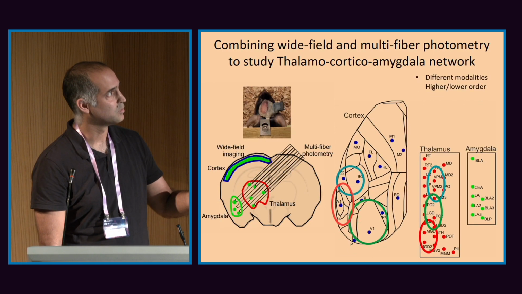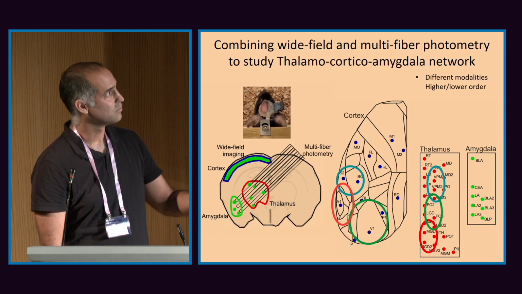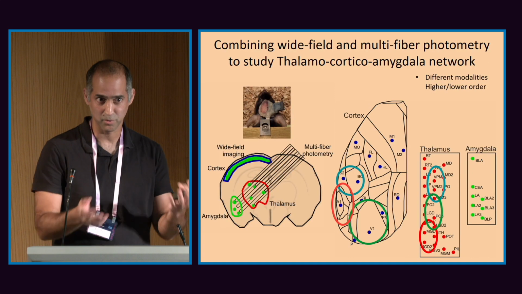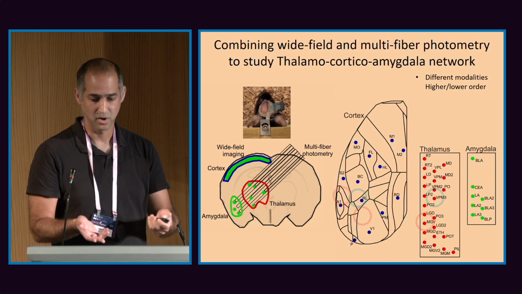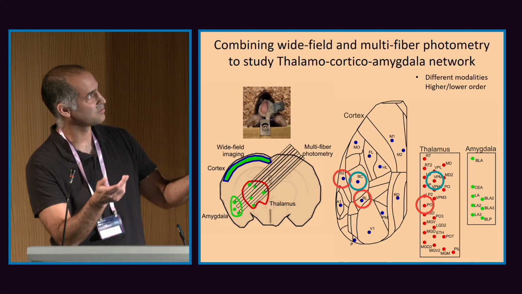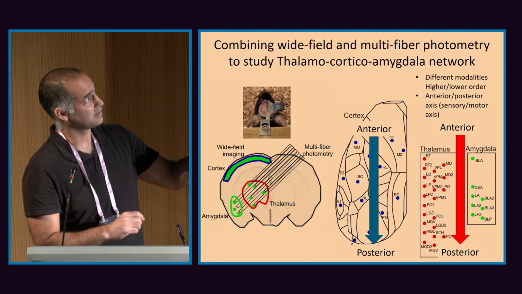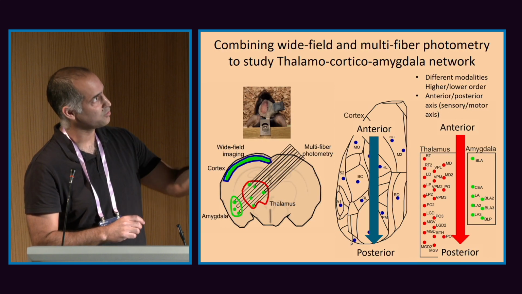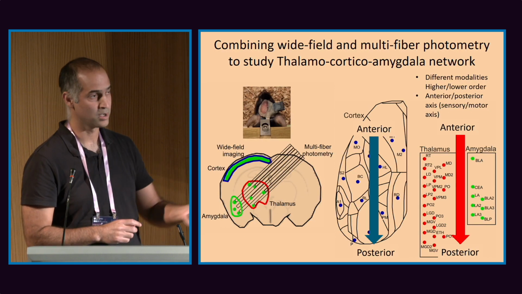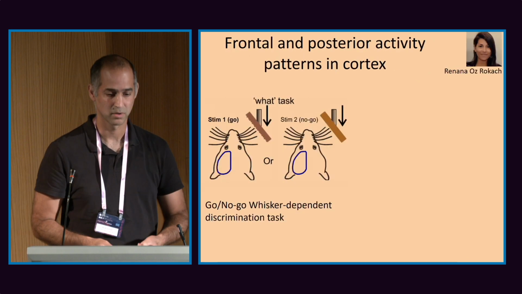You see whisker-related areas, auditory, visual, both in cortex and also in thalamus. We see lower order areas, for example, VPM and PO in thalamus, also in cortex. And I emphasize the anterior-posterior axis, which, as you saw, is important not only in cortex but also in thalamus. So we can see a lot, which is an advantage.